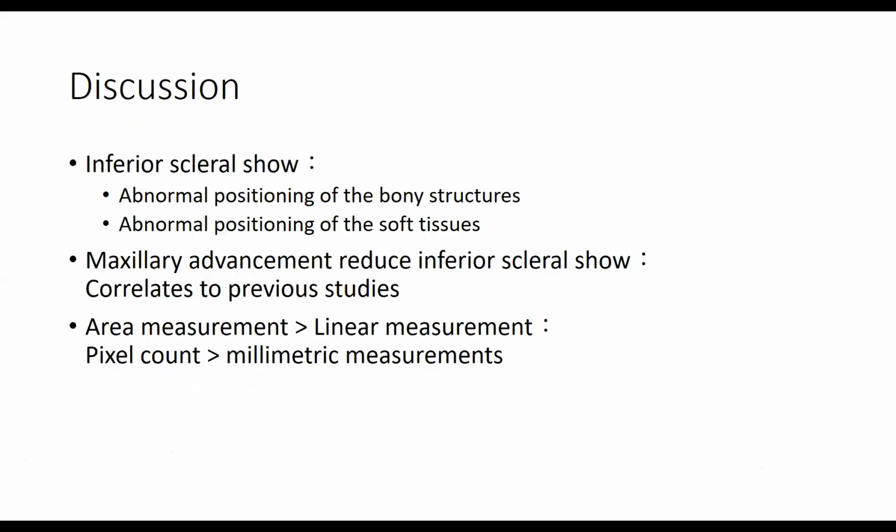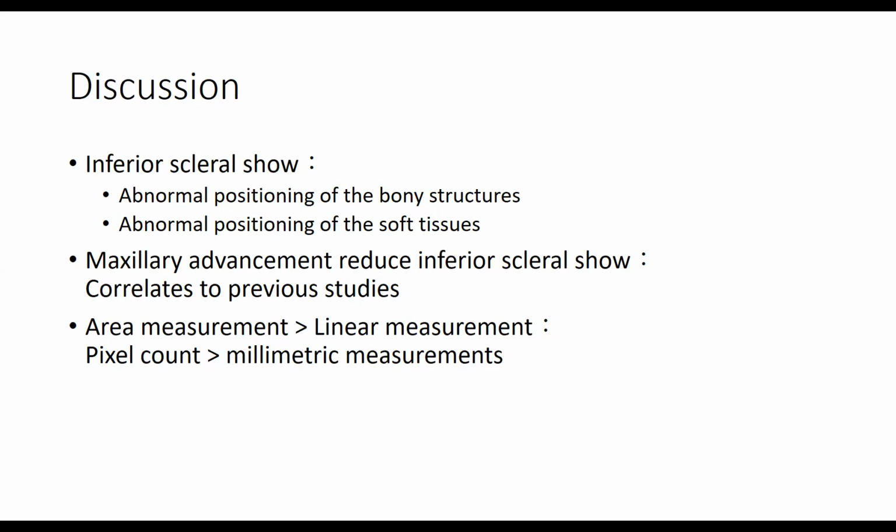For the discussion, inferior scleral show is an anatomical condition in which the scleral area below the lower border of the cornea is visible because of abnormal positioning of the bony structures that circumscribe the orbit, or the soft tissues that fill the orbit structures. According to the results, Level 1 maxillary advancement with vertical lengthening or impaction reduced excessive inferior scleral show, which correlates to the previous studies.